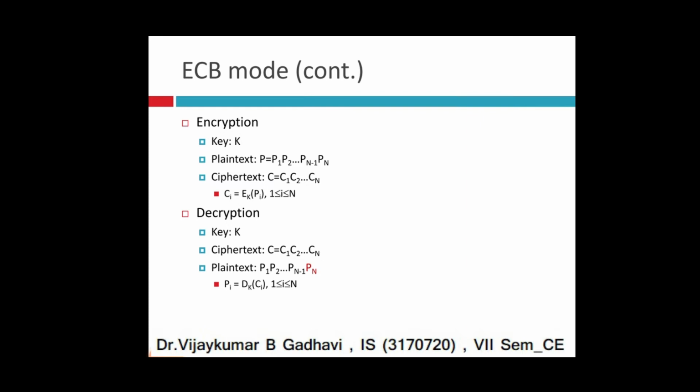For decryption, key K, ciphertext C is equal to C1 to Cn, and plaintext P1, P2 to Pn minus 1 and Pn. Here the equation for decryption is Pi equals Dk of Ci, where 1 is less than or equal to i, and i is less than or equal to n.